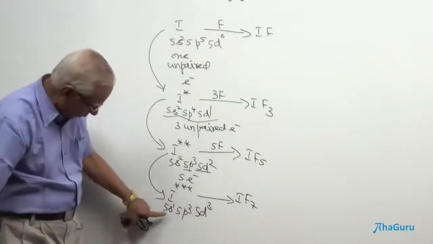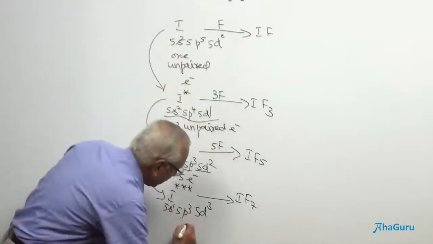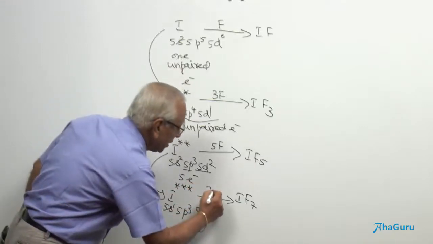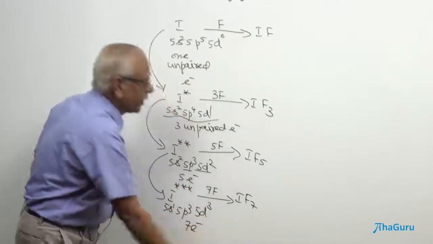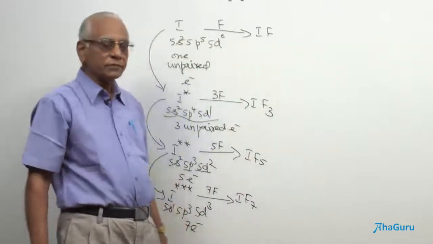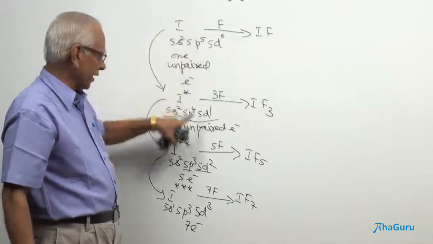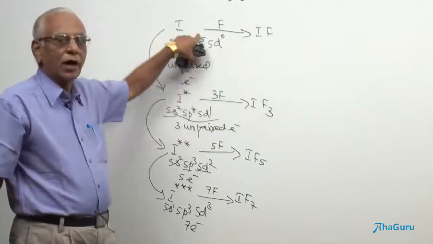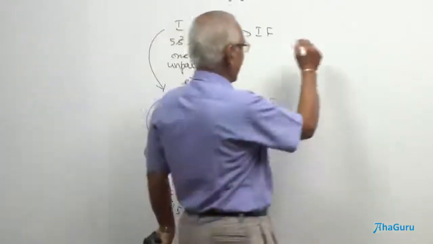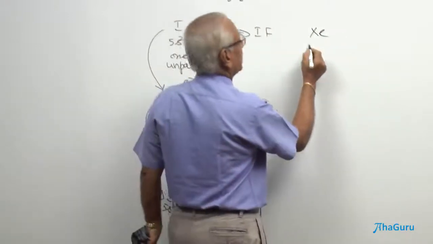You see here there is 1 unpaired electron, 3 unpaired electrons and 3 unpaired electrons, and it has got 7 unpaired electrons here. Therefore, you see here it can combine with 7 fluorine atoms. Now you understand why iodine requires only an odd number of fluorine atoms. Always, either in the ground state or excited state, I end up with an odd number of unpaired electrons, therefore an odd number of fluorine. Same way, xenon, what should be the electronic configuration of xenon?